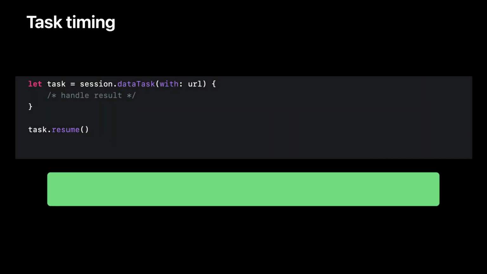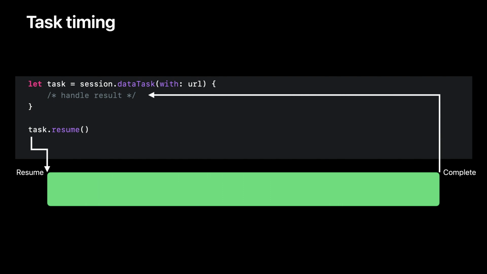The task level is the representation of how your code interacts with the API of the URL loading system. When you create a task and call resume on it, the task interval starts. And it ends right before your completion block is called.